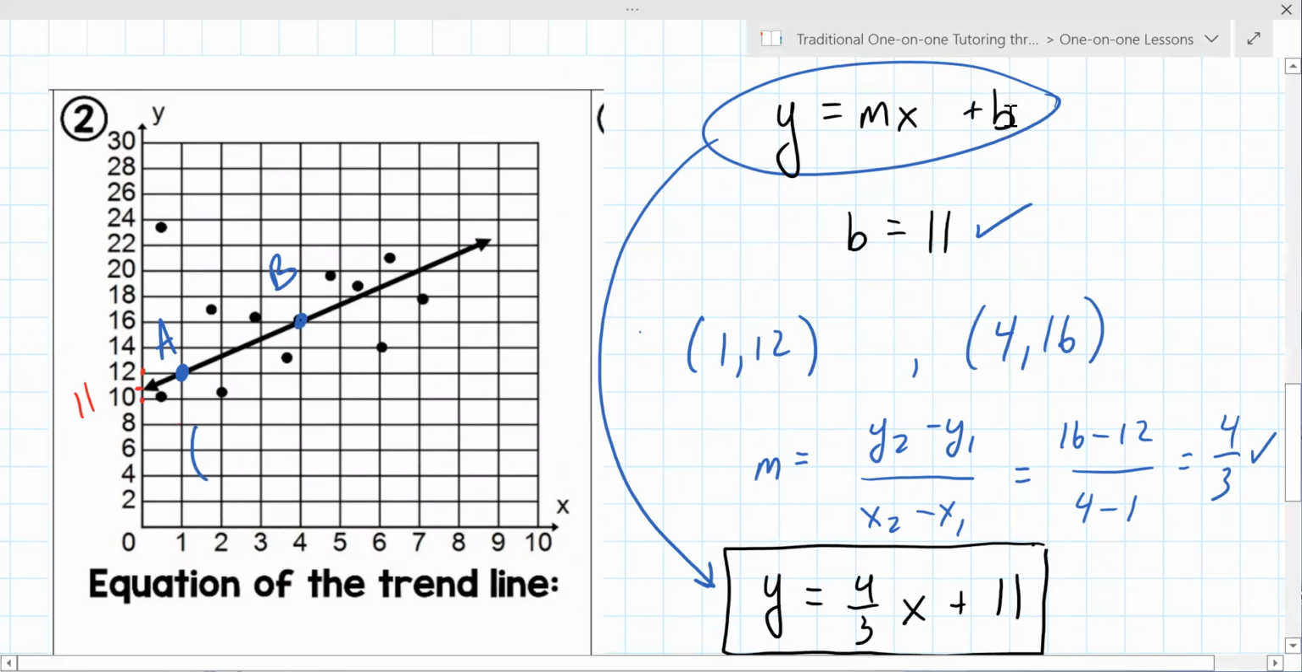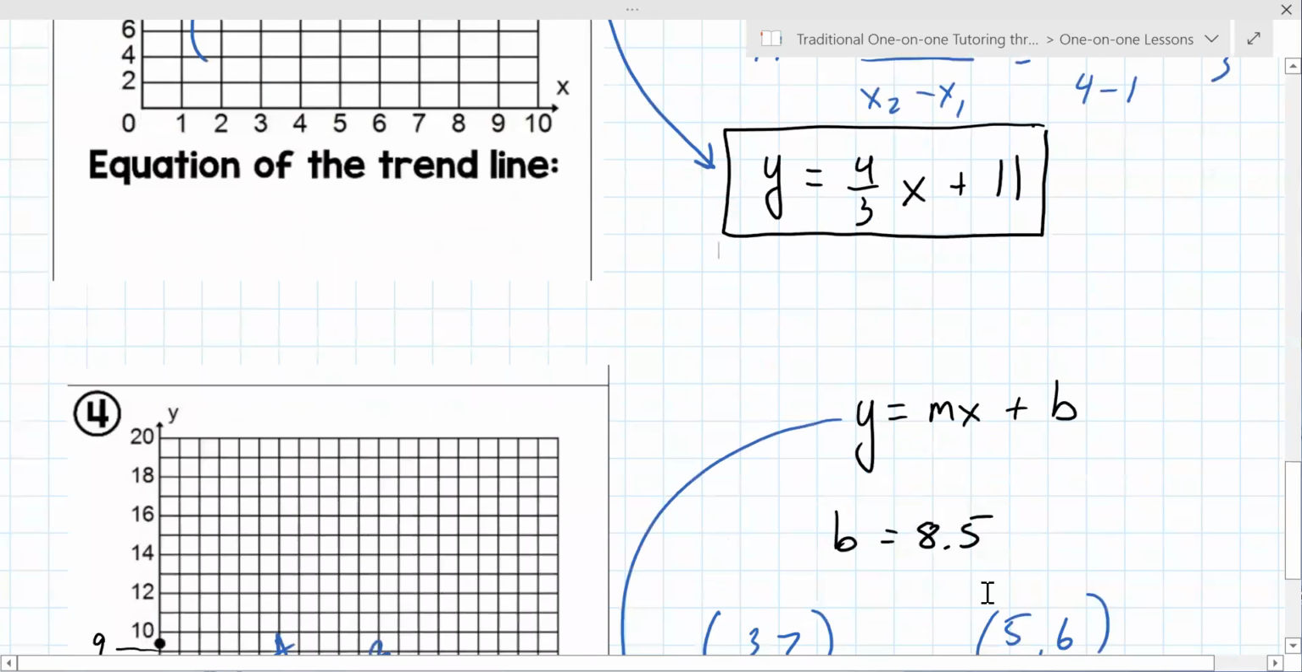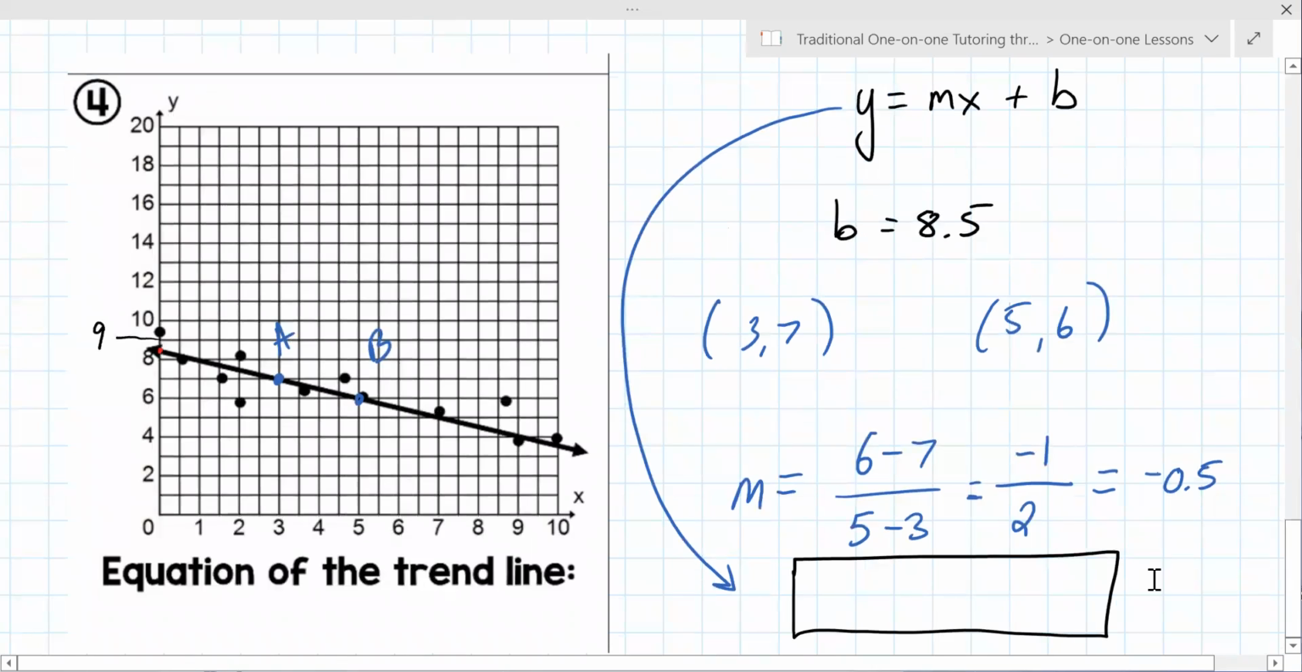What's the value of M? What's the value of B? Tell me the value, tell me X and so on. All right. So Y equals 0.5. What is the slope? Oh, -0.5 X plus 8.5. Good. Very good.